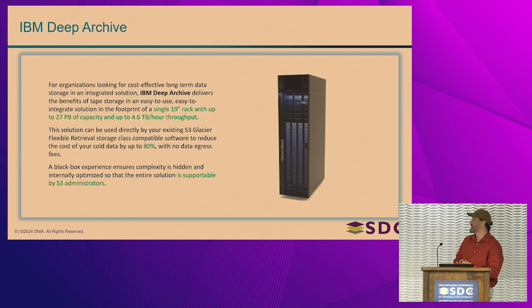So that brings us into our solution that I'm going to be talking to you guys about and breaking down and going inside of. IBM Deep Archive is an easy to use, easy to integrate solution. It is a single appliance. It is a 19-inch rack with up to 27 petabytes of capacity. So you can compare that to other technologies discussed during this week, other archival technologies discussed. 4.6 terabytes per hour throughput, that's in our base model. It's up to 4.6 terabytes per hour.